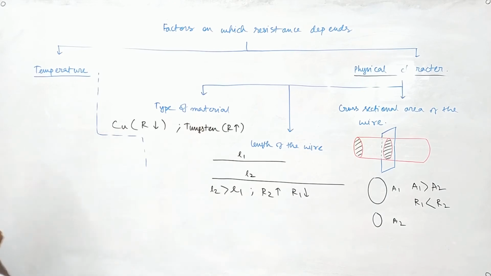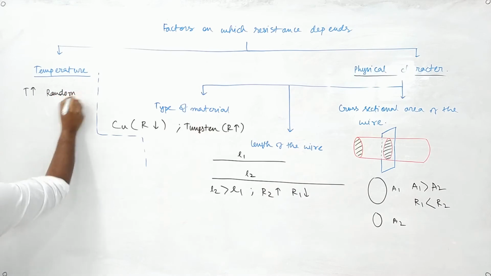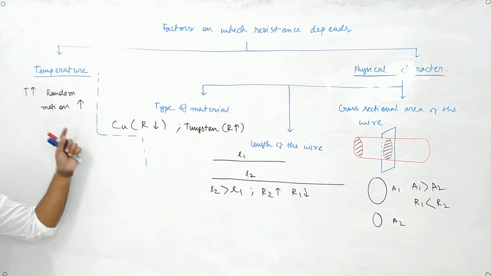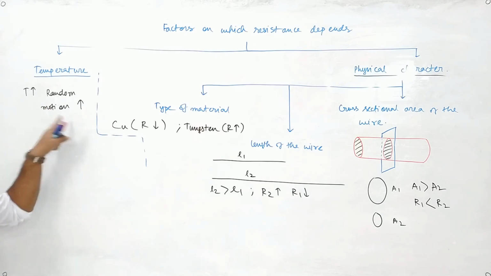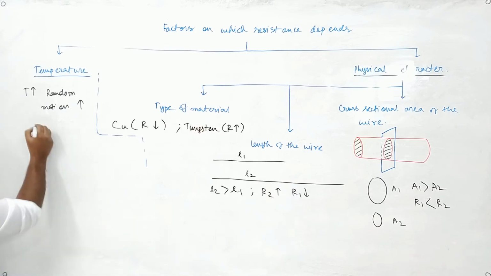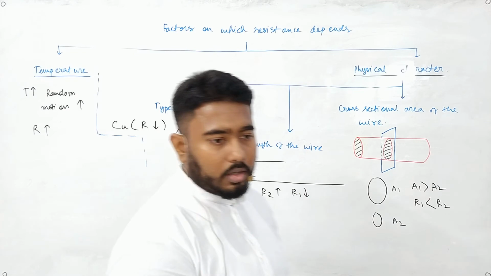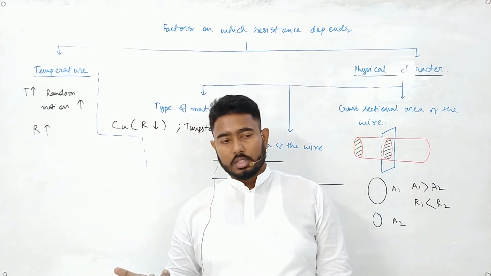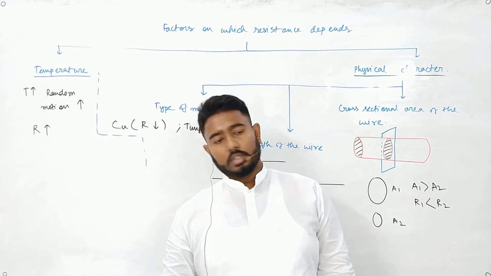So if the temperature increases, the random motion will also increase. If this random motion increases, that means it will increase the resistance of the material. That means the more heat is generated, the more the random motion, and the more the resistance will increase.